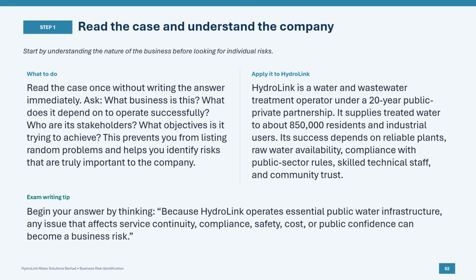Okay, then this prevents you from listing random problems and helps you identify risks that are truly important to the company. So in the case study, you may be able to identify more than 5 risks. So you need to identify the risks that are important. Okay, you need to prioritize the risks that are important. What happens if you identify the wrong risk? Then of course your marks will be reduced.